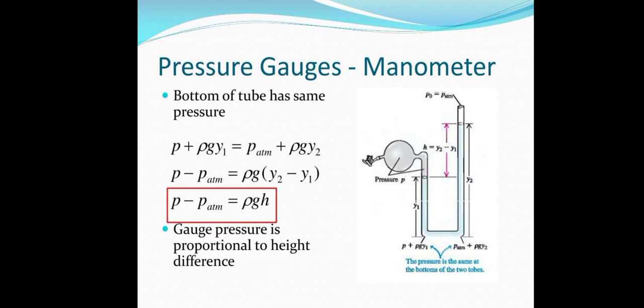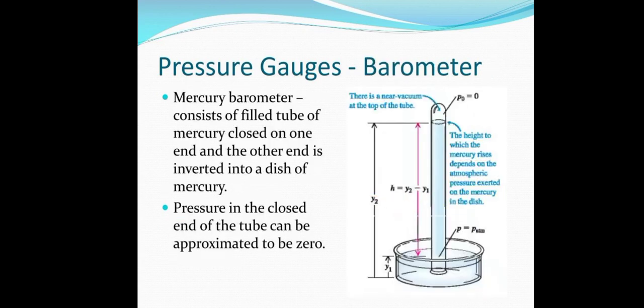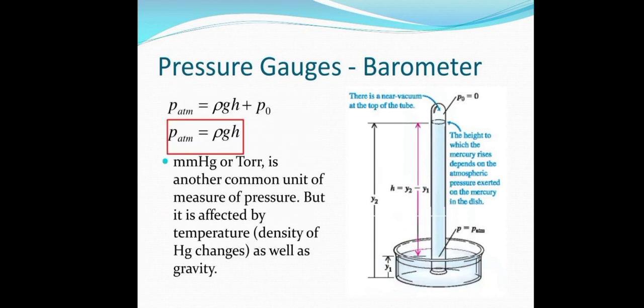Gauge pressure is proportional to the height difference. Pressure gauges: a barometer is a device. A mercury barometer consists of a tube filled with mercury, closed on one end, with the other end inverted into a dish of mercury. The pressure at the closed end of the tube can be approximated to be 0.